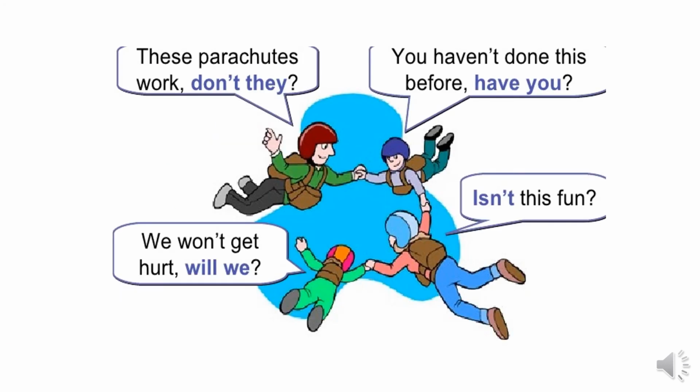These parachutes work, don't they? Look. Parachutes work. The verb work. There is no auxiliary, don't they? You haven't done this before. The auxiliary is have, have you? And we won't get hurt, will we?